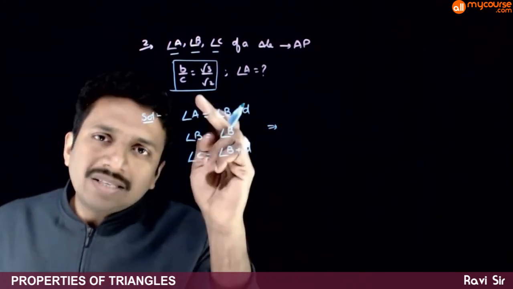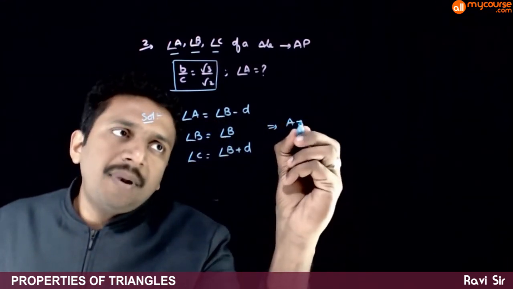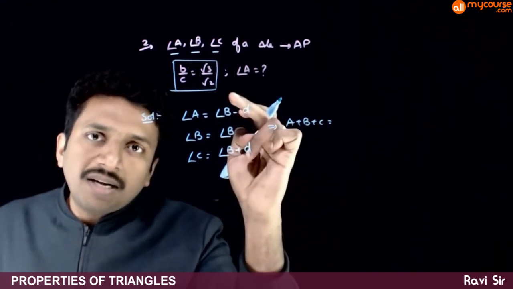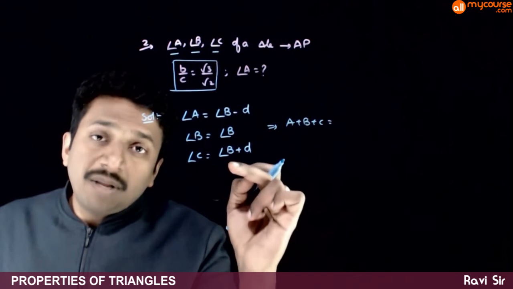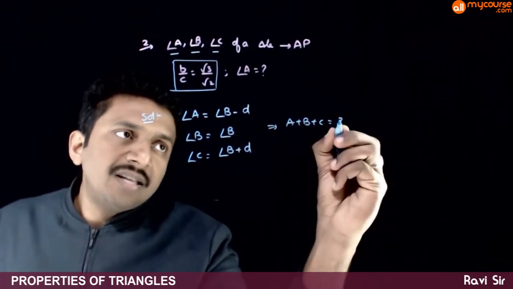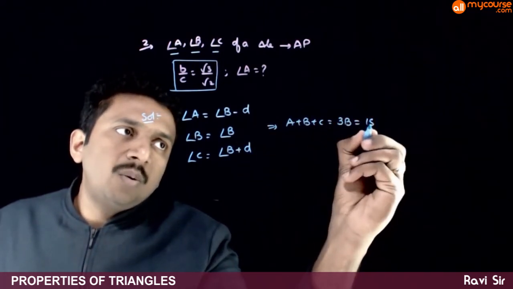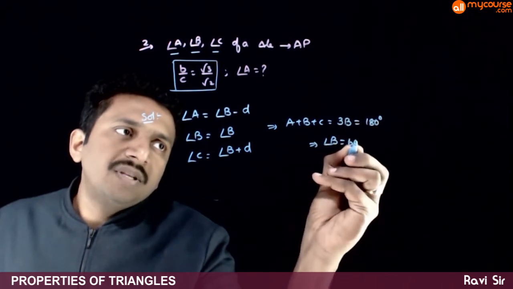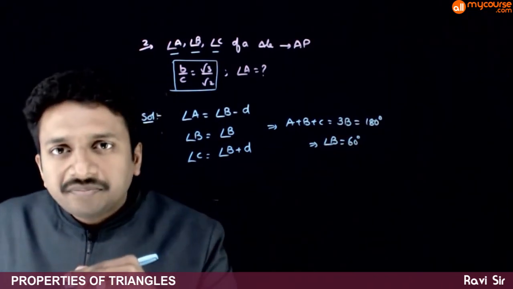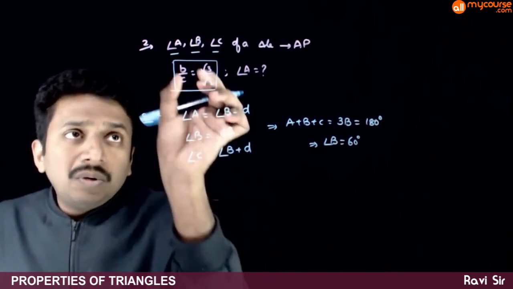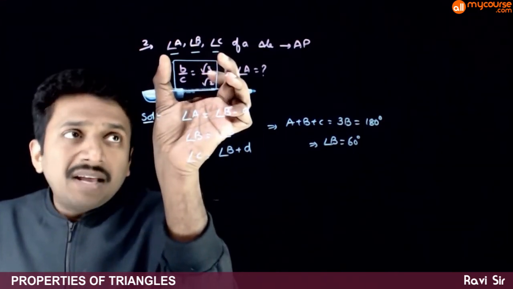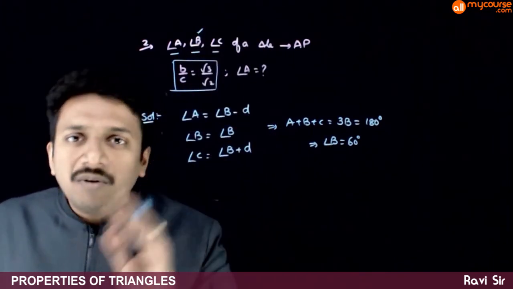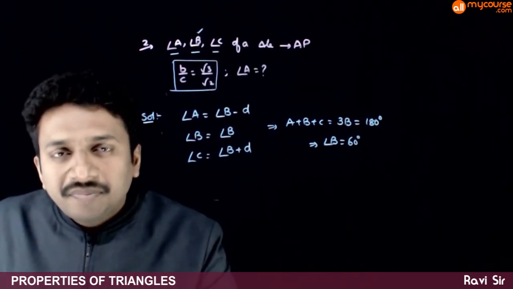Now, we know that the sum of all these angles, A plus B plus C, is nothing but, if you add these three, you get B minus d plus B plus B plus d. d and d get cancelled. That is equal to 3B is equal to 180 degrees. This implies angle B is equal to 60 degrees. So if three angles of a triangle are in AP, the angle in the middle has to be equal to 60 degrees. That's the conclusion.